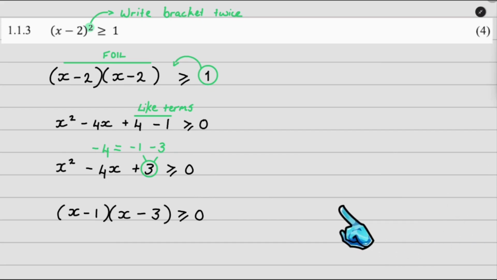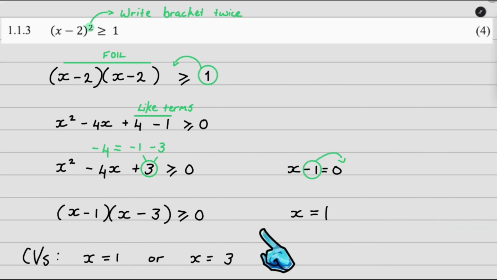And now I'm going to get my critical values. Your critical values just come from like if you had to solve for x. So it's like you make x minus 1 equals 0 and you take the 1 over. I'll actually illustrate that on the side so you can see how I get them.